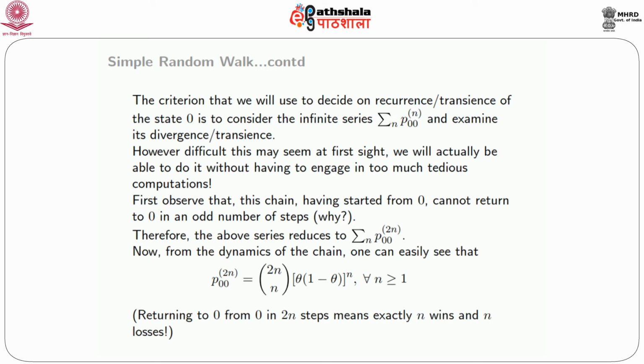Now, from the dynamics of the chain, one can easily see that this probability P00^2n is nothing but 2n choose n times theta times 1 minus theta to the power n, true for all n greater than or equal to 1. It is simply saying that in order to return from 0 to 0 in 2n steps, among the 2n steps, exactly n have to be upward, n have to be downwards. N wins, n losses. And of course, that can happen. The probability of that is precisely this. It's a binomial probability: in 2n tosses of a coin, what's the probability of having exactly n heads and n tails? Heads probability is theta, 1 minus theta is the tail probability.